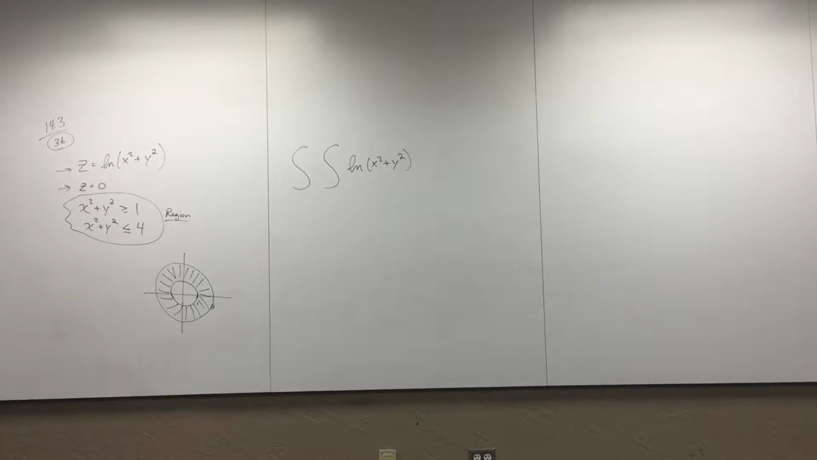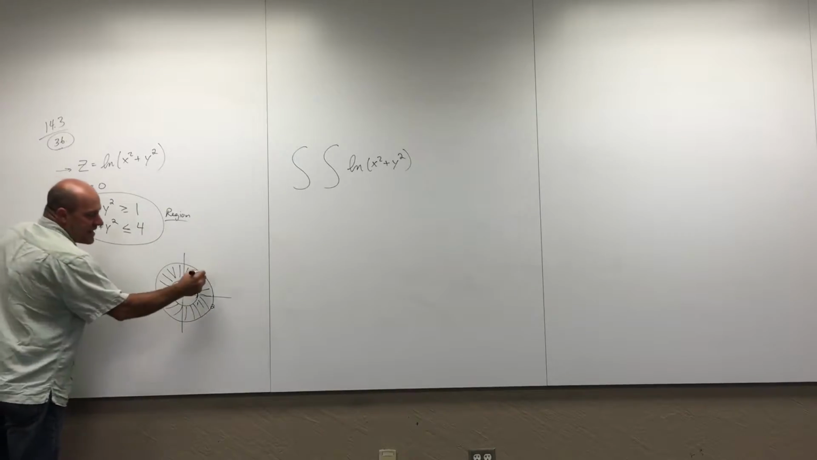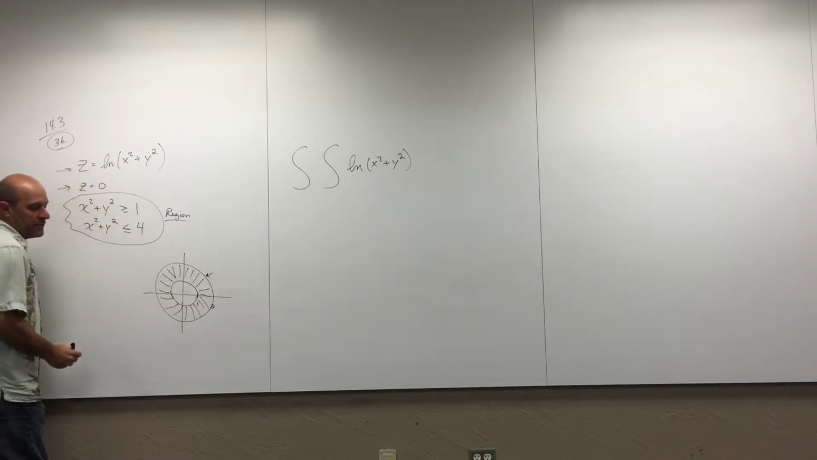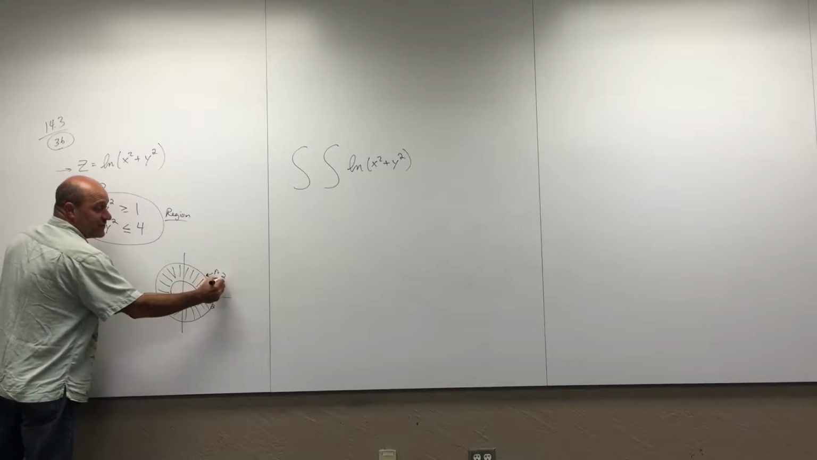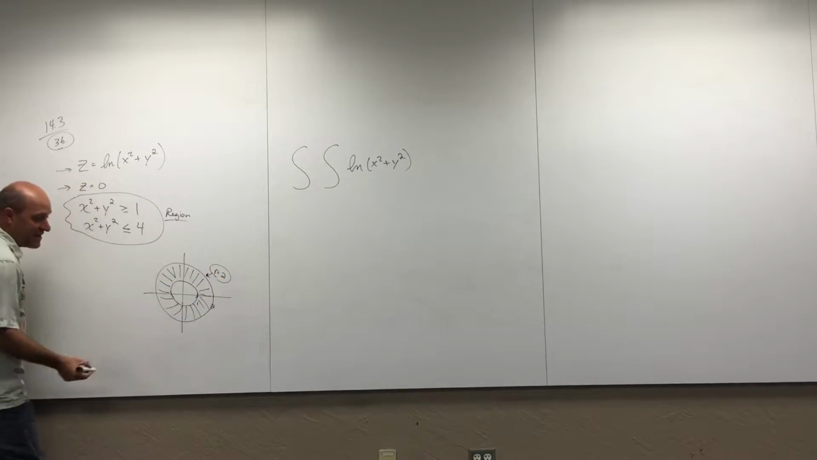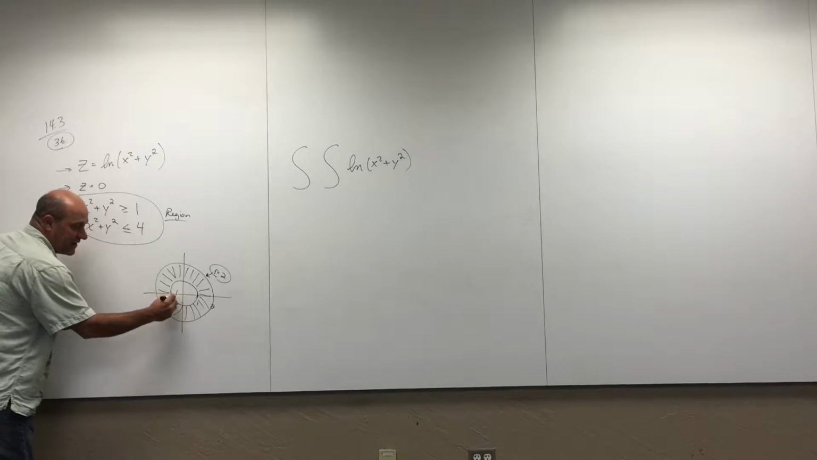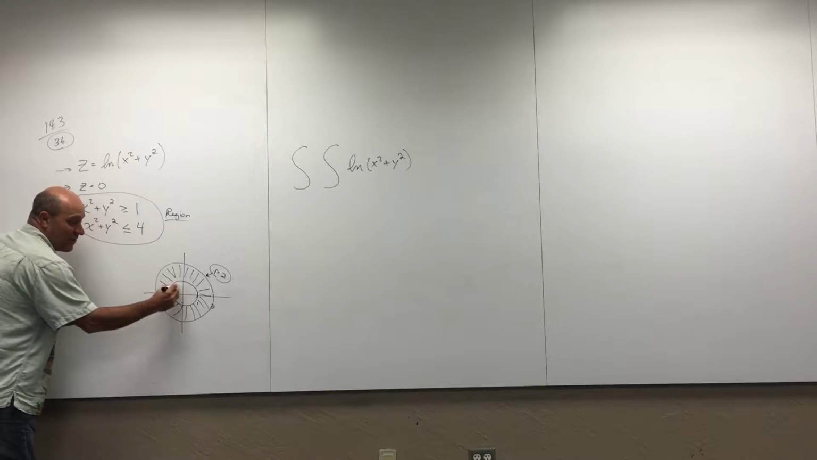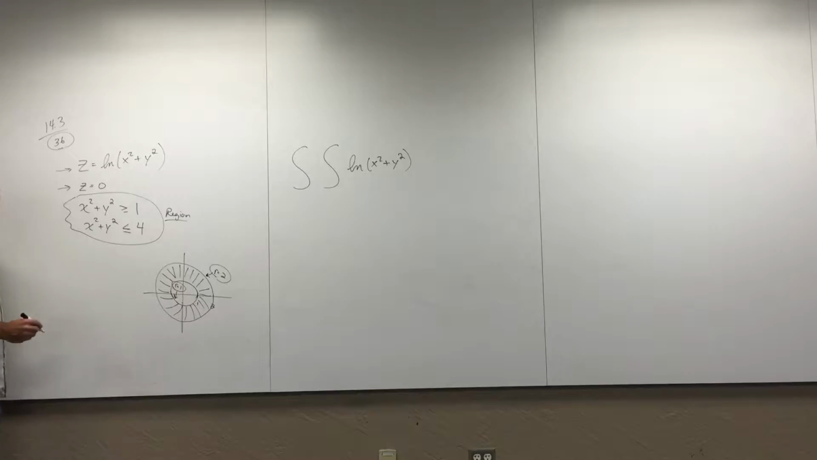And when we integrate over circular regions, we learn that we should work in polar coordinates. In polar coordinates, can you tell me the name of this outer circle? R equals 2. That's its name in polar coordinates. Can you tell me the name of the inner circle here? R equals 1 is the name of that inner circle. That's the beauty of polar coordinates.